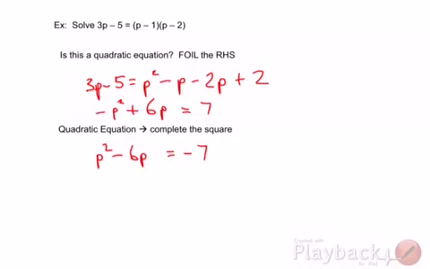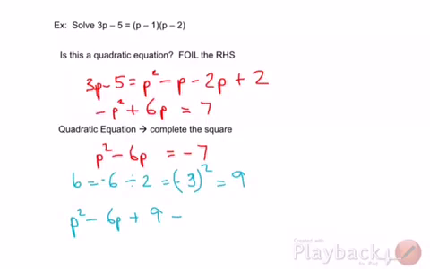Okay. The next thing that I'm going to do is work out my b term. So my b is equal to 6, negative 6 actually. So divided by 2 is equal to negative 3, and all to be squared is equal to 9. So now I'm going to add that to both sides. So p squared minus 6p plus 9 is equal to negative 7 plus 9. So again, I've got my trinomial here, which is p minus 3 all to be squared. Remember to watch your sign. So it's this term here.